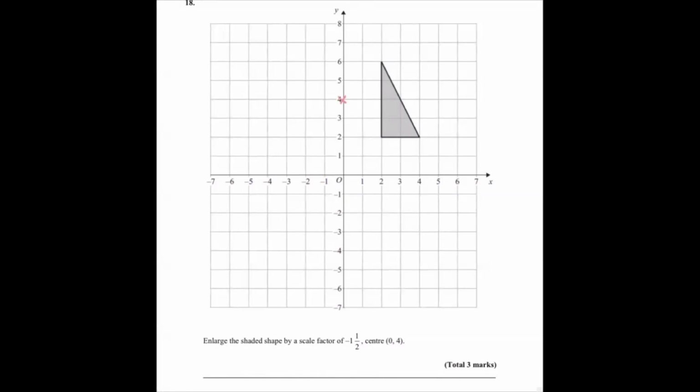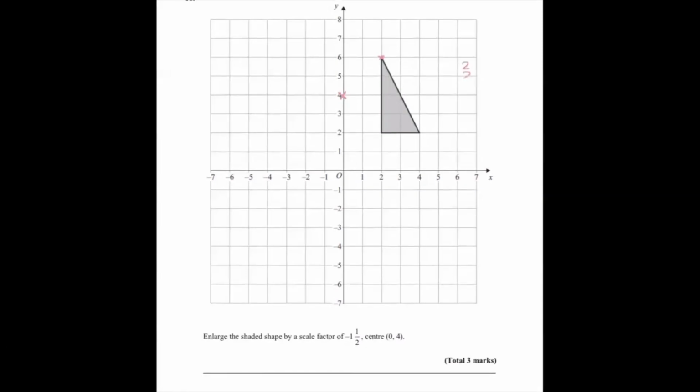So the vector to go from my center 0, 4 to this corner of the shape would be 2, 2. I'm going to times that through by the scale factor, which is -1.5. And that is going to give me the result -3, -3. So I'm going to go back to my center and I'm going to do the vector that I have just created. So I'm doing -3, -3, and I end up with that coordinate there.